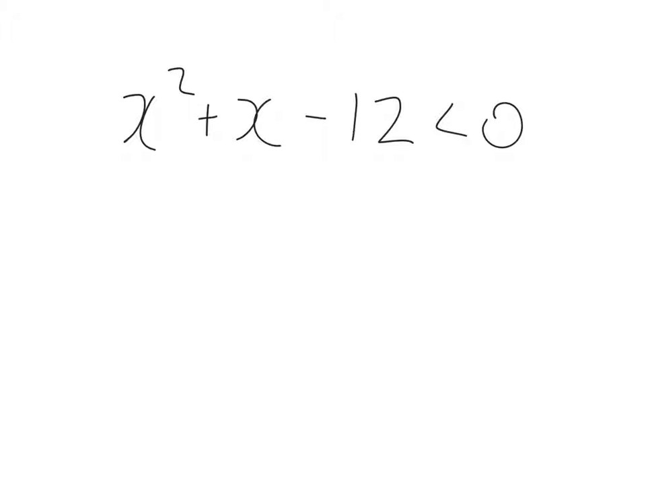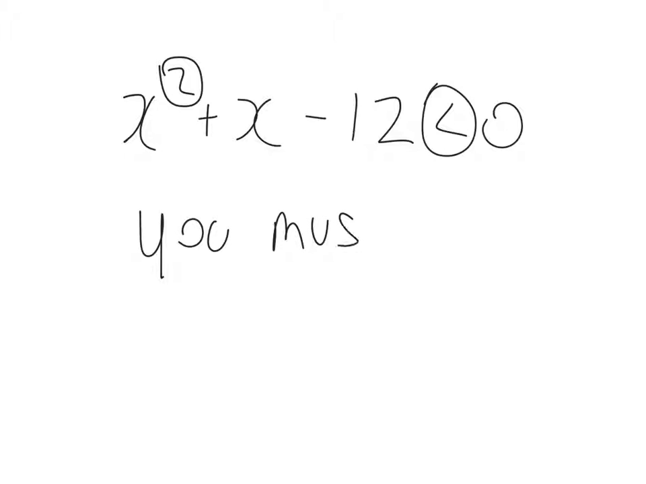Now going to look at some quadratic inequalities. So we've got x squared plus x minus 12 is less than 0. We can determine this is a quadratic inequality because it's got an x squared and an inequality symbol, so that's definitely a quadratic inequality. The important thing about quadratic inequalities is you must make a sketch. To solve it you must make a sketch.